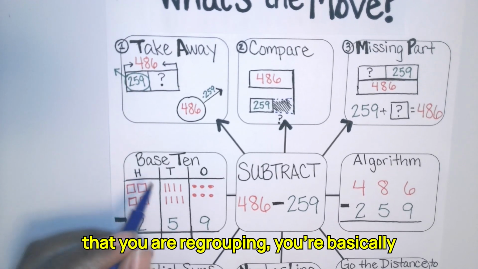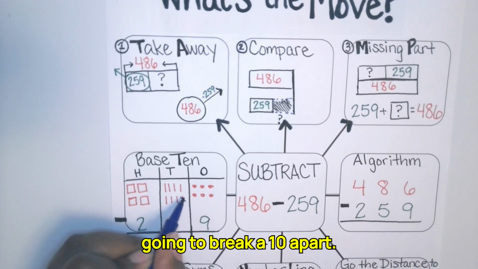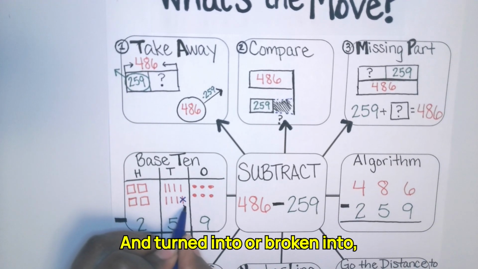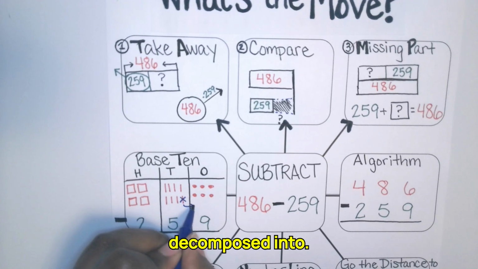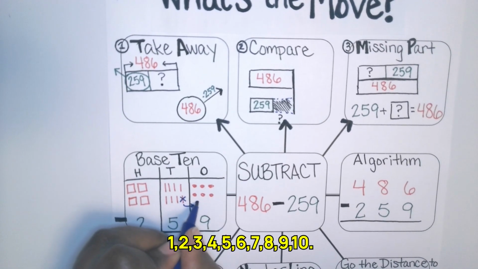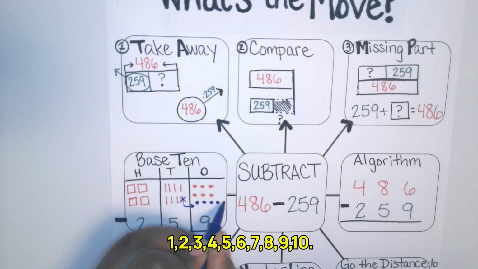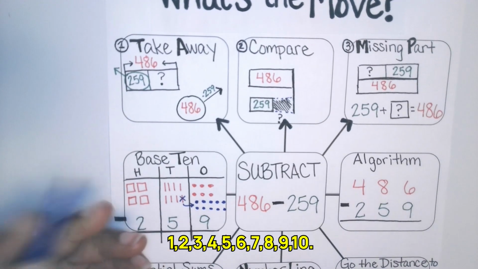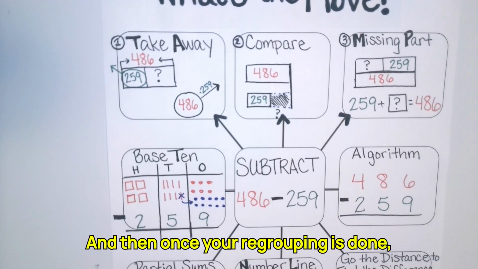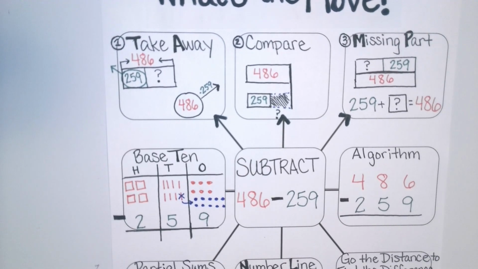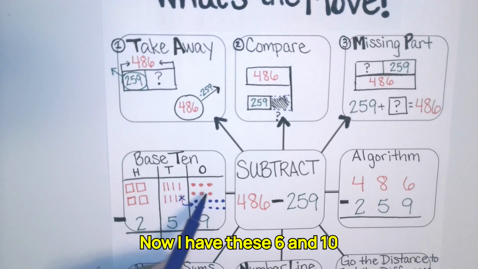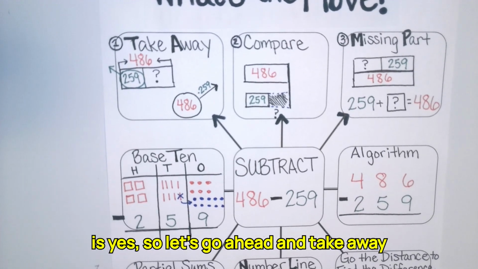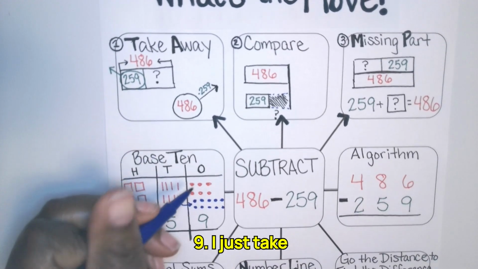So to show that you are regrouping, you're basically going to break a 10 apart. That 10 is going to be broken and decomposed into 10 ones. 1, 2, 3, 4, 5, 6, 7, 8, 9, 10. And then once your regrouping is done, then you ask again. Now I have these 6 and 10 more, so that's 16. Do I have enough to take away 9 now? And the answer to that is yes. So let's go ahead and take away 9.